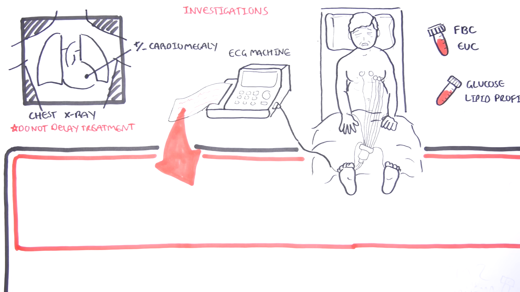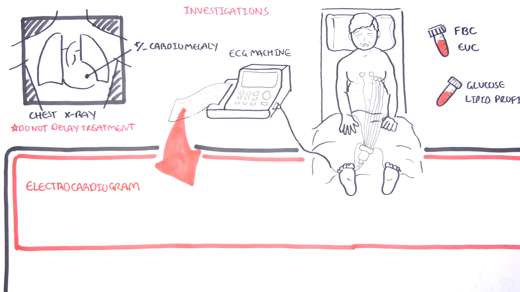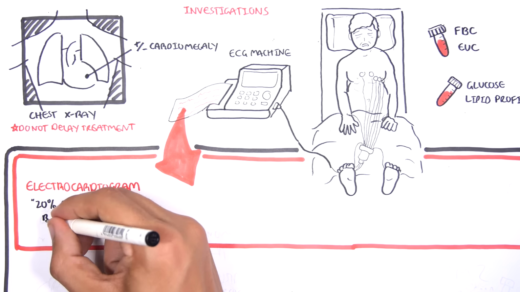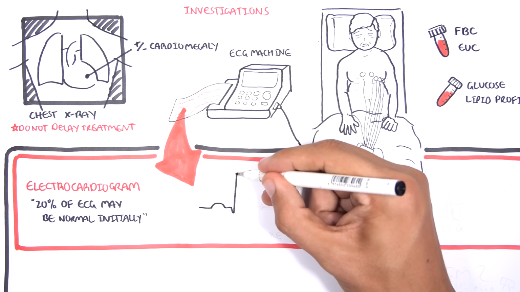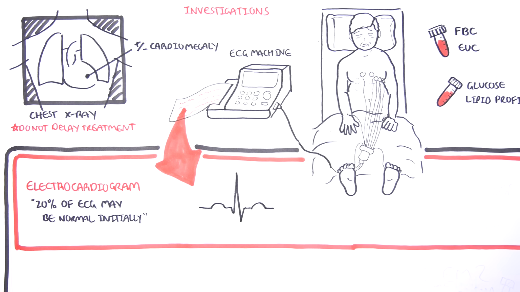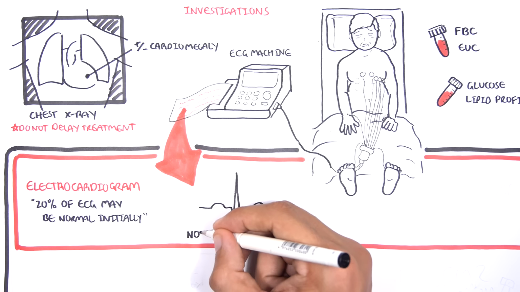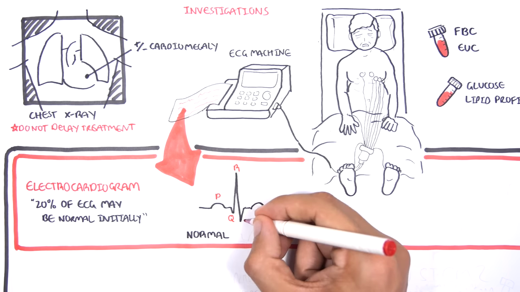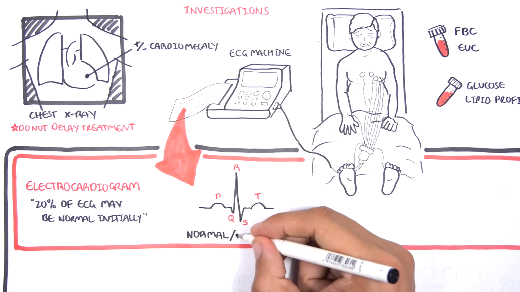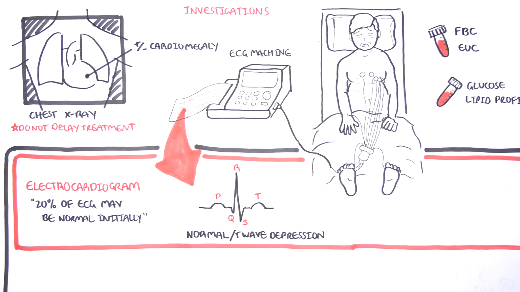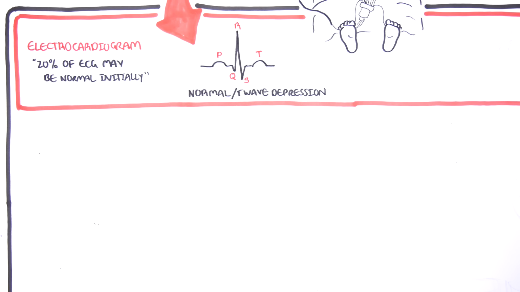The ECG, also known as the electrocardiogram, is very important to diagnose acute coronary syndrome, specifically STEMIs or non-STEMIs. However, 20% of ECGs may be normal initially. ECG shows 5 main waves, which correlate with parts of the heart while it's contracting and relaxing. These are the P wave, QRS complex, and the T wave. In unstable angina, you don't usually see any ECG changes. It is usually normal, or you can see a T wave inversion, so a dipping of the T wave.